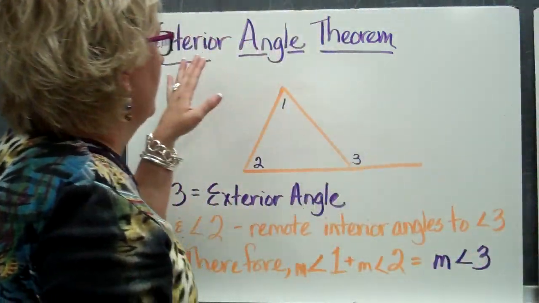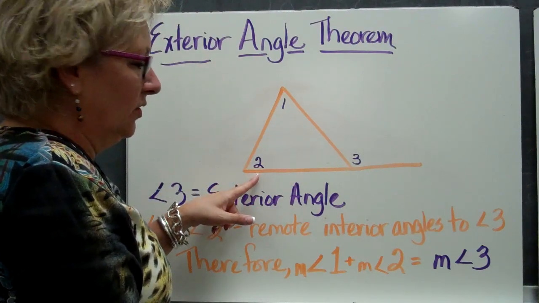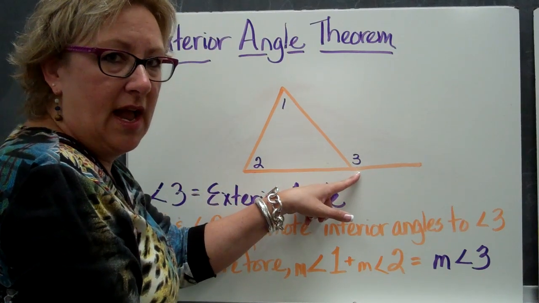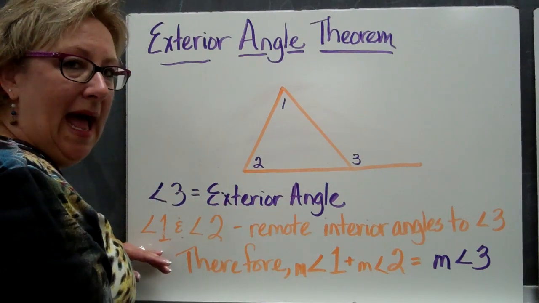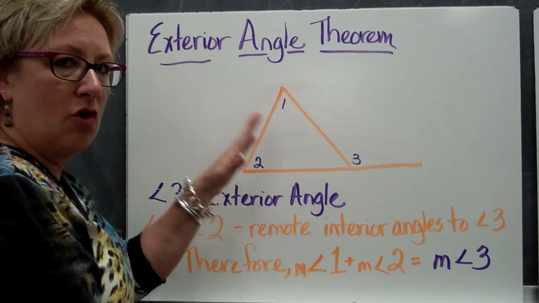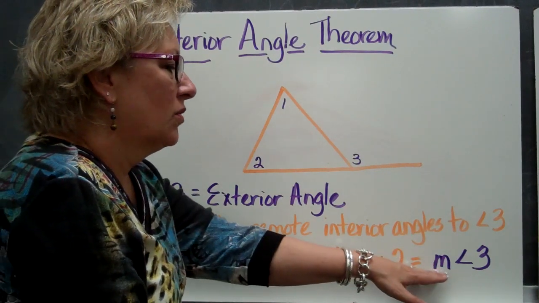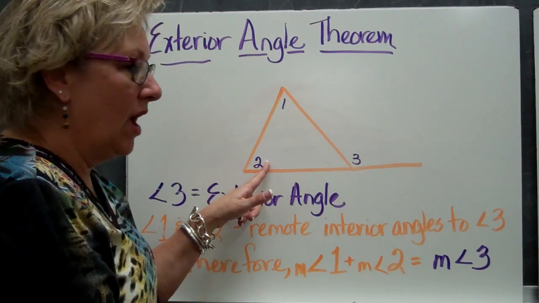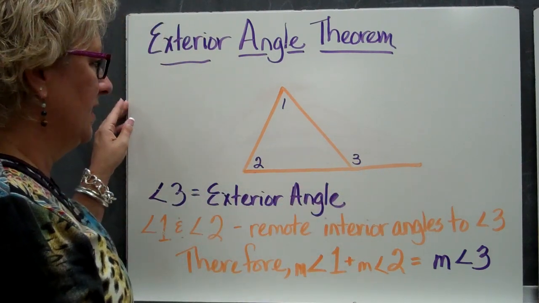Let's look at the other theorem that we're talking about, the exterior angle theorem. 1 and 2 are interior angles of a triangle. 3 is the exterior angle. And remember, angle 3 is called the exterior angle. And when I add angle 1 and angle 2, which are the remote interior angles, meaning across from angle 3, they are going to add up to equal the measure of angle 3. So the measure of angle 1 plus the measure of angle 2 will add up to equal the measure of angle 3. So let's work on some of these together.